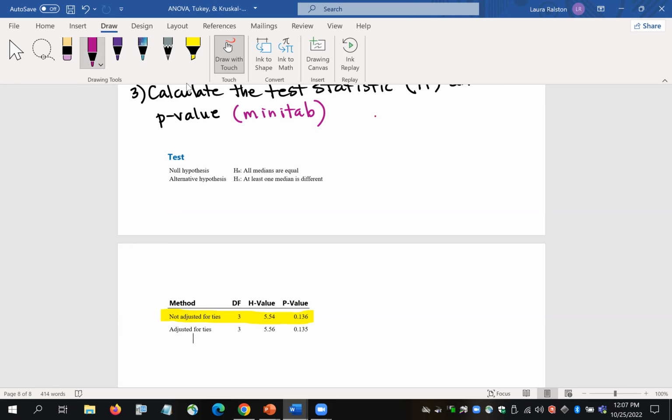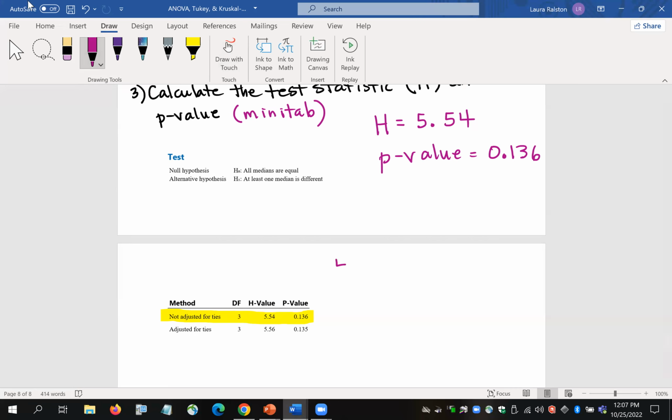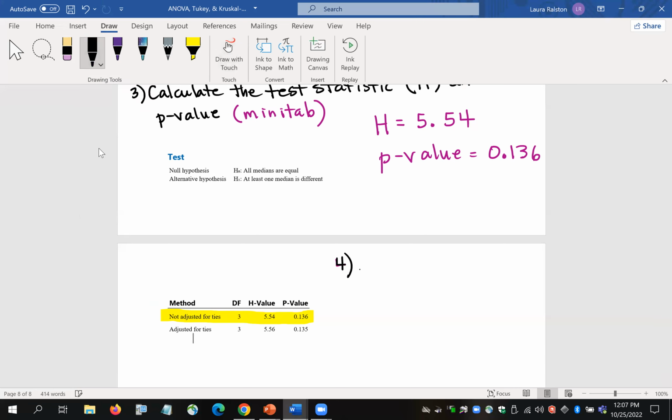So again, we have our H test statistic is 5.54. The corresponding p-value is 0.136. Minitab did the work. It ranked the data and then calculated the H test statistic. Then we move to step 4, which is the same as always.